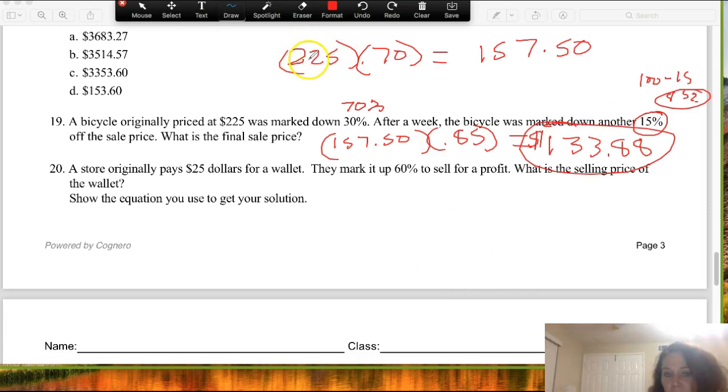Now, if I had done this and I had marked it down 30 plus 15 right off the bat, it wouldn't give me the correct amount because I have to take 15% of this.